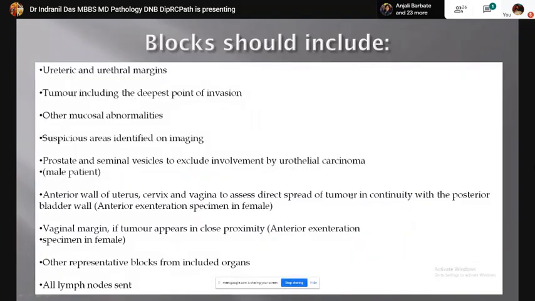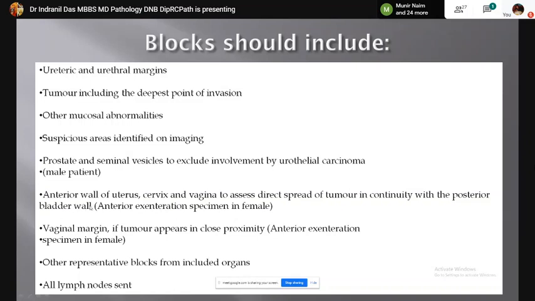Now, what are the blocks we should include? First, the ureteric and urethral cut margins should be taken. The tumor, including the deepest point of invasion, should be blocked. The other mucosal abnormalities, whether there is any mucosal patch or whitish mucosa, should also be sampled. If there is any suspicious area on the imaging that has been mentioned in the report, that should also be sampled. Then prostate and seminal vesicle to exclude the involvement by urothelial carcinoma.